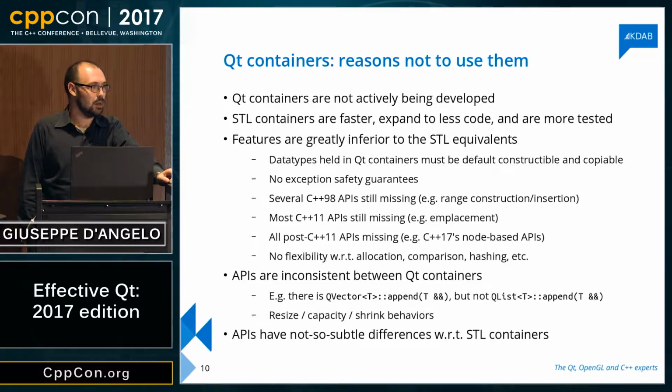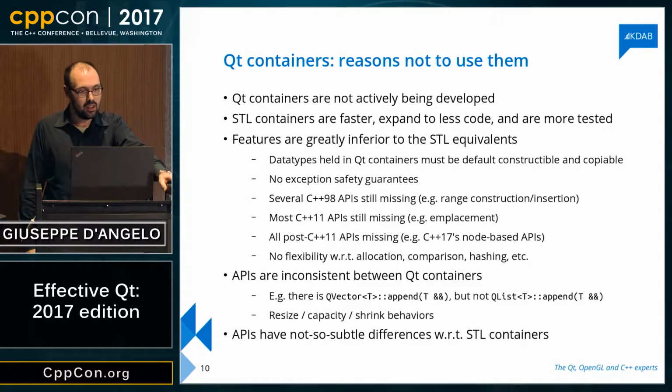You should not be using something that is not actively being developed, while, on the other hand, on the standard library container, we got a lot of activity, a lot of things going on. Yep. In general, the standard containers are faster, expand to less code, are more tested because they're also used outside of Qt. They're used by the broader C++ community. And of course, typically, the standard library containers you're using come from the very same people that are writing your compiler. So you know they're pretty well optimized.